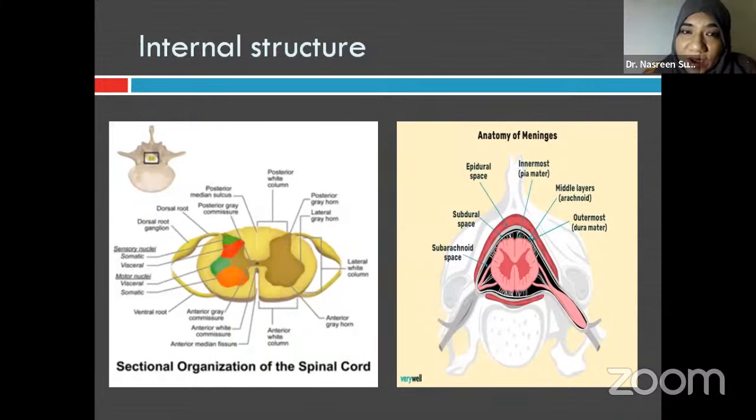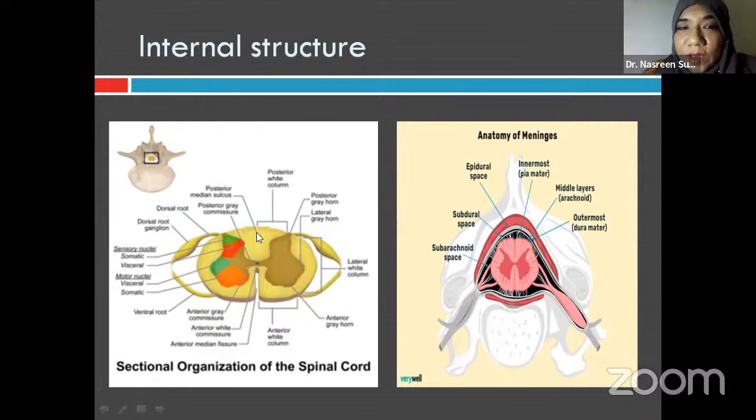So posterior white column, where is it? This is the posterior white column and this is the anterior white column. So four parts you now know. The one which is present on the sides will be called the lateral white column. So 4 plus 1, 5, and these two commissures, 6, 7.